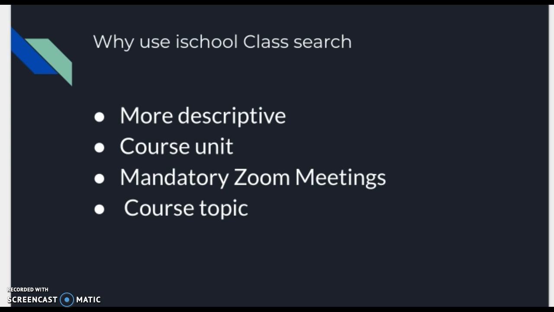In the actual iSchool class search, they're more descriptive. They also give you more of the information as far as the course unit. You'll be able to see if the course is 1 unit, 2 units. Also, what's nice about the iSchool class search is that it provides you more information about if you're going to have mandatory Zoom meetings, what dates, and a time frame. Usually you're able to plan ahead accordingly.